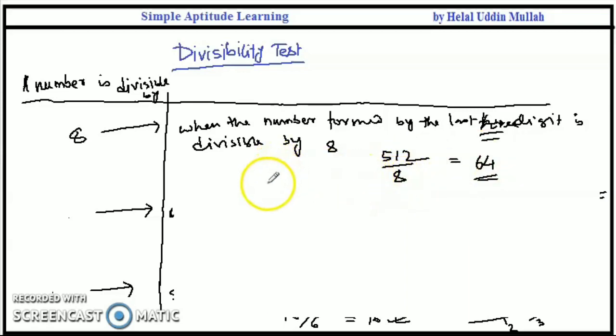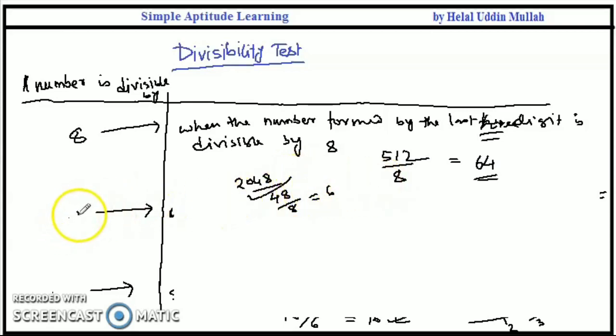You can say that if we want to check the number 2048, then its last 3 digits are 048, that is the number 48. If we divide 48 by 8, it is equal to 6. So 2048 will be divisible by 8.